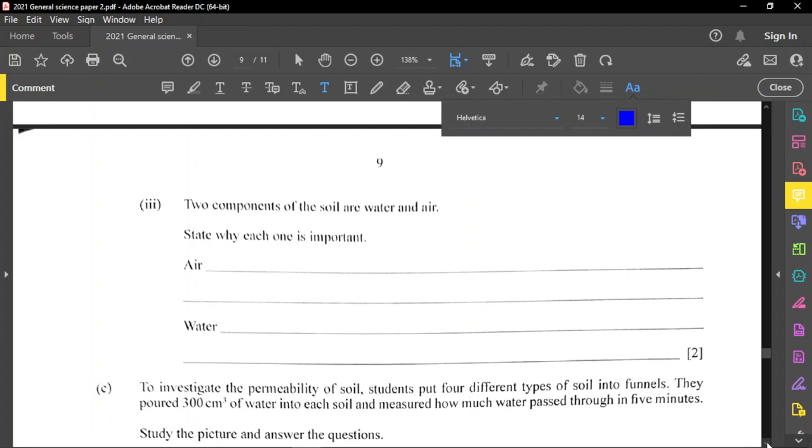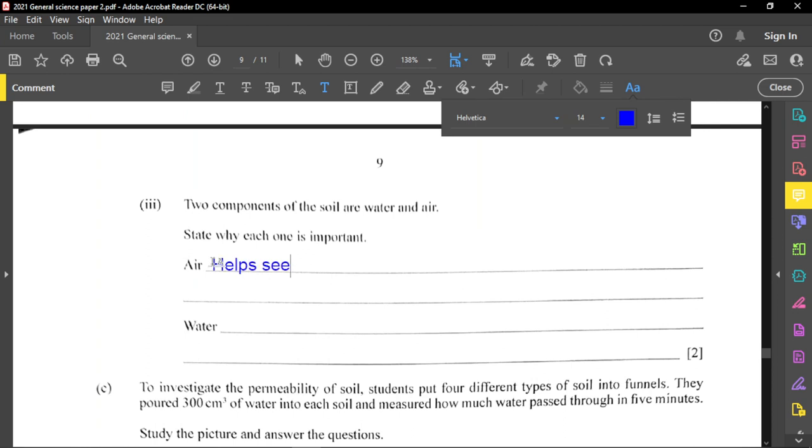All right, let's look at part three now. We say two components of the soil are water and air. State why each one is important. So why air is important, let's talk about air first. Air is important for many reasons, and I'm going to give you two main reasons. Technically, you need to have only one because there are two marks, but I'm going to give you the two main reasons here. One is to help seeds to germinate.